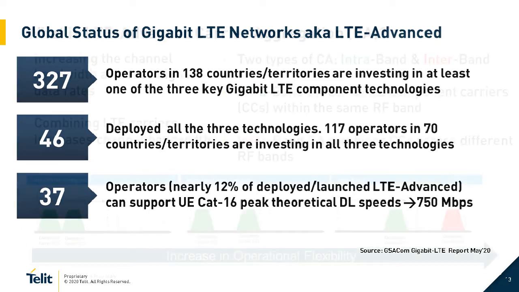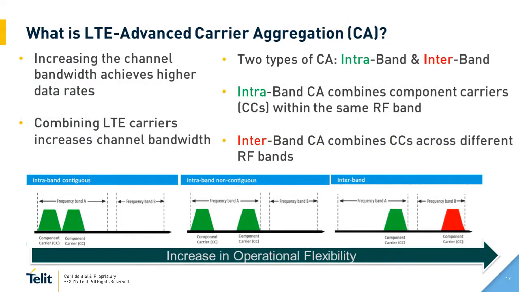So let's dive a little deeper into the technical details of how this is achieved and what the differences are between two types of carrier aggregation, intraband and interband. One thing we know is that if you increase the channel bandwidth, you achieve higher data rates. This is what I said in the beginning. Think of the highway example. You're adding more lanes, meaning you're combining more carriers to use in your transmission.